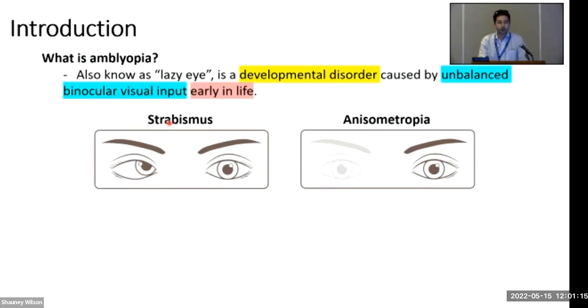There are two common causes for amblyopia. One is strabismus, when one eye is misaligned relative to the other one, or anisometropia, when refractiveness in one eye is significantly reduced relative to the other eye. But don't let the term lazy eye mislead you. Technically, it's a brain problem. It's a developmental problem, and these eye conditions disrupt proper development of the visual cortex.